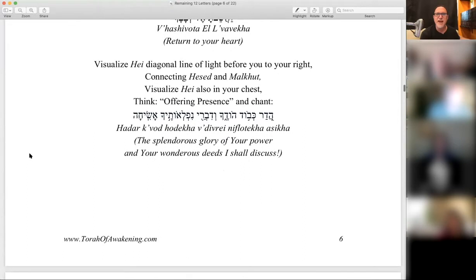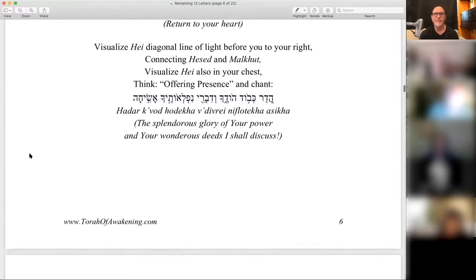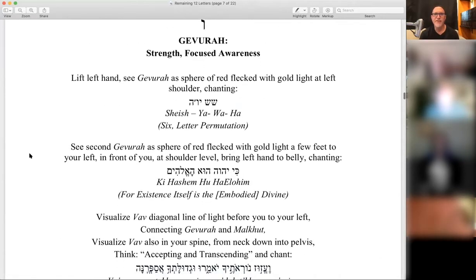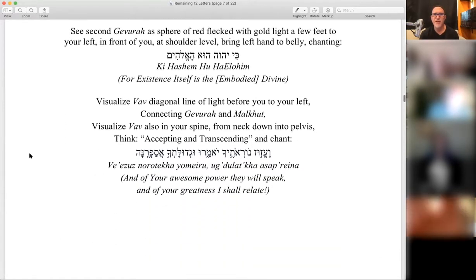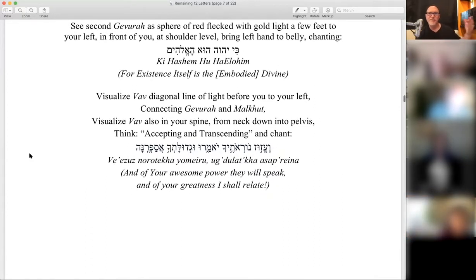Okay, next is the Hey line. This is the first diagonal line, which will connect Chesed, which is front right shoulder, down with Malchut below your body. And next is the Vav line, which is opposite the Hey line, connecting Gevurah, left front shoulder, to Malchut below your body.